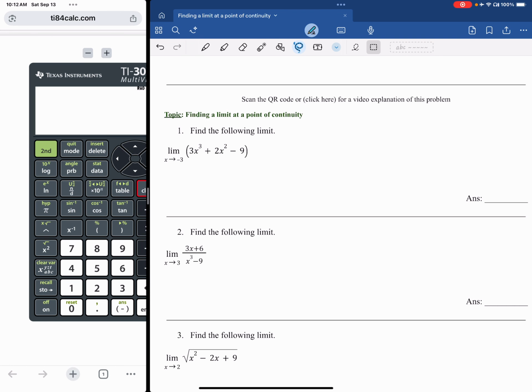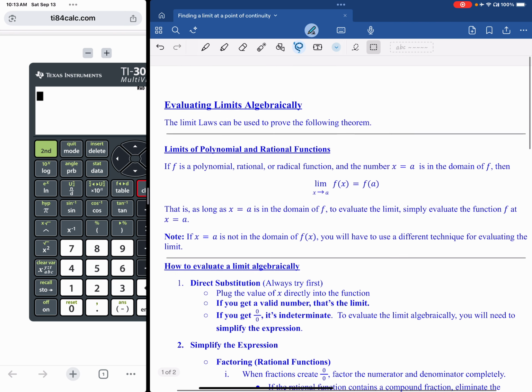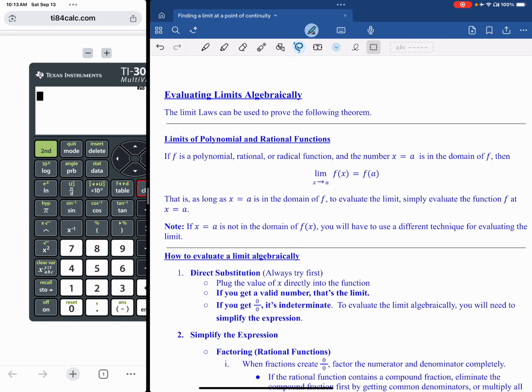This topic is finding a limit at a point of continuity. So what are we doing now? We've evaluated limits using tables. We've evaluated limits looking at a graph. Now we're going to be evaluating limits algebraically.